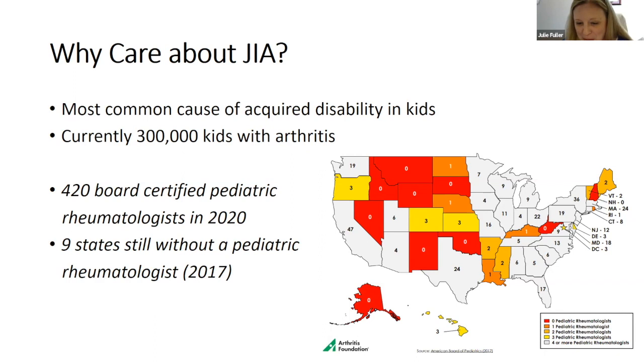And this is a little bit older data. I couldn't find a newer map, but at the time, 4 years ago, 9 states still had no pediatric rheumatologists whatsoever. And as you can see, there's states there with 0 pediatric rheumatologists, meaning many of these children are actually cared for by an adult rheumatologist or a primary care physician, and only about 25% of pediatric patients actually see a pediatric rheumatologist. The average length that a patient will travel to see a pediatric rheumatologist is about 60 miles.